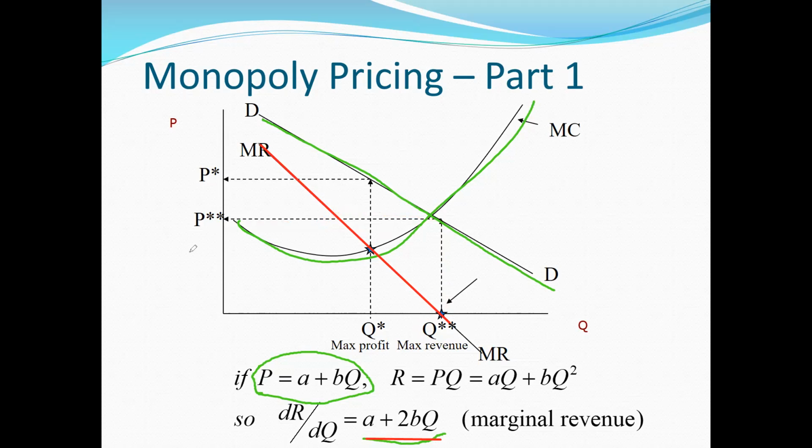Okay. So Q double prime is not this point. It's not this. This point is not Q double prime. This is not what we're talking about. This is a different curve where the marginal revenue curve strikes the x-axis.